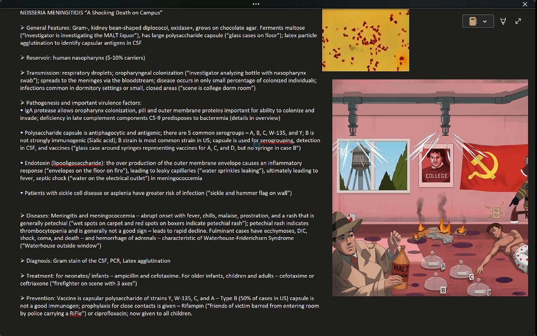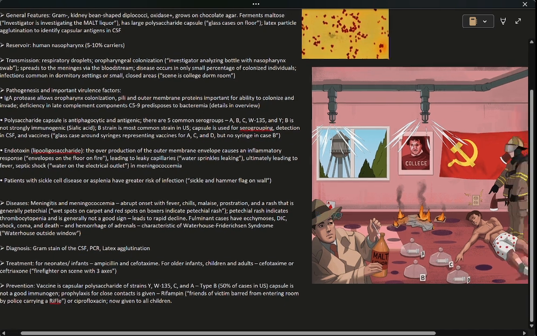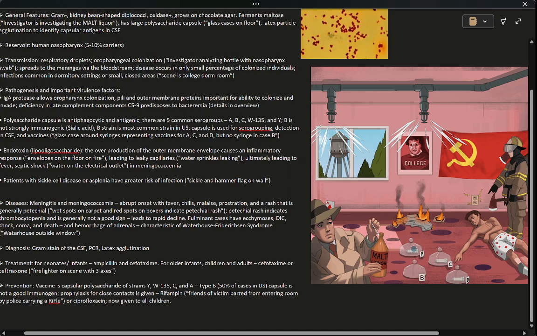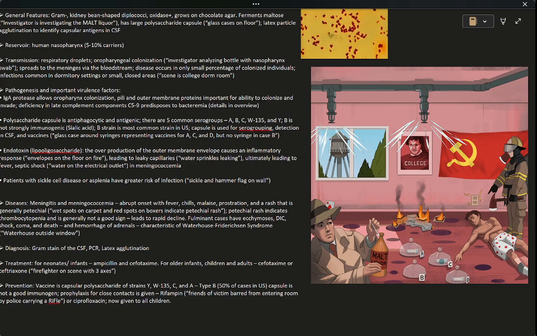So to remember these different serogroups and their properties, think about the glass case around the syringes representing the vaccines for A serogroup, C serogroup, and D serogroup, but no syringes for the case B. And these are the cases that are supposed to wrap around or cover the syringes. So A, C, D cover the syringes, but serogroup B, there's no vaccines for it available.